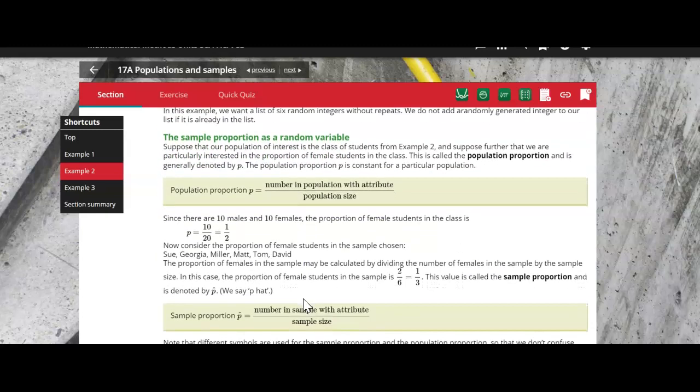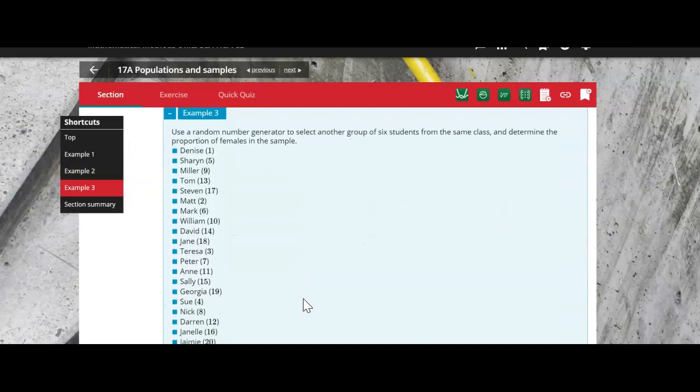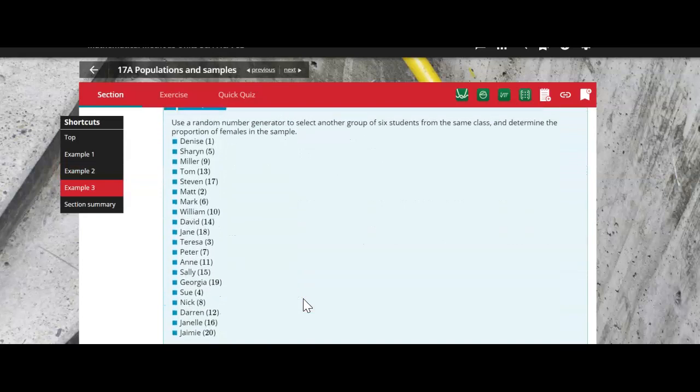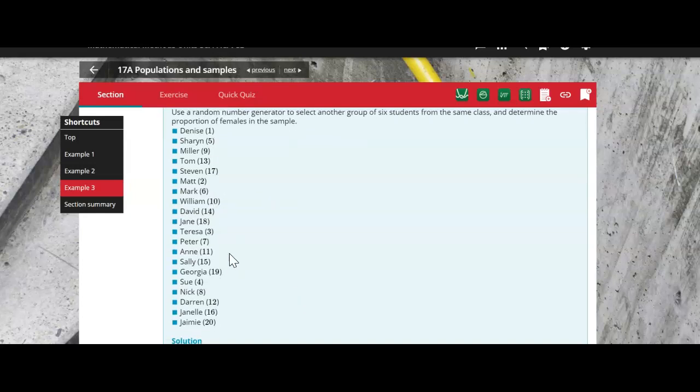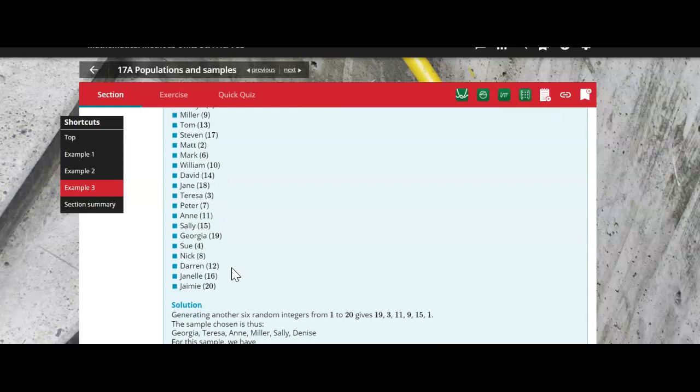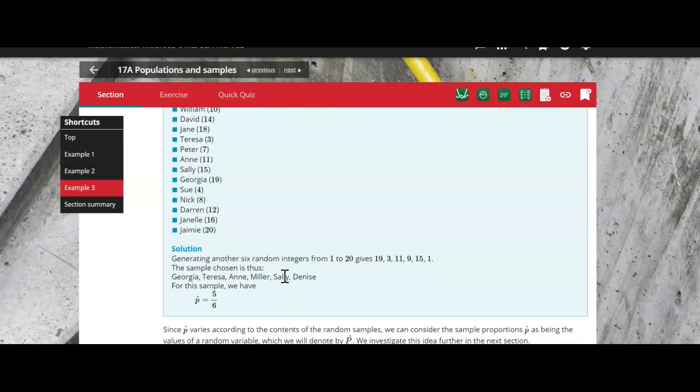All right. So I'm just scrolling down. Now in example 3, what we're going to do this time is we're going to select 6 people, but determine the proportion of females. So it actually hasn't told us whether they're male or female. So I guess we're just going to go by their name. So we're going to generate another 6 random integers. So we've got 19, 3, 11, and so on. Okay, so we've got Georgia, Teresa, Anne, Miller, Sally, and Denise.